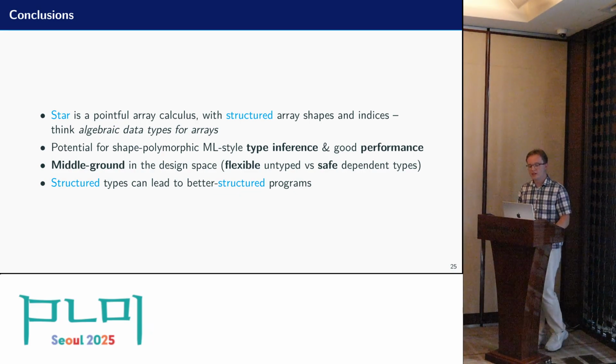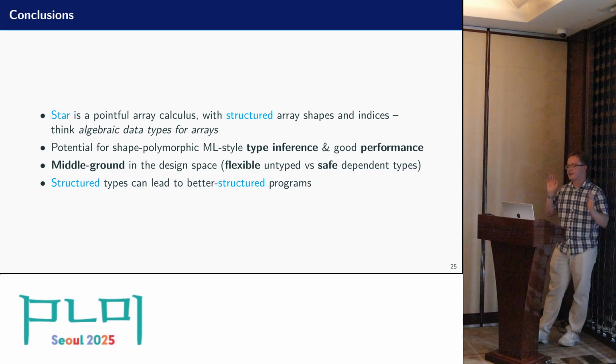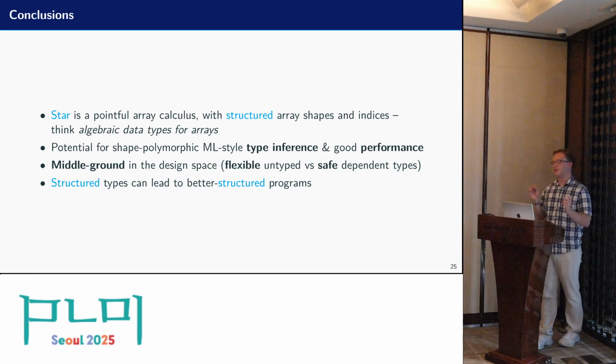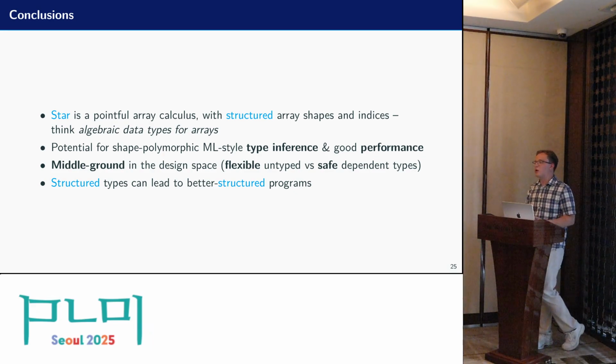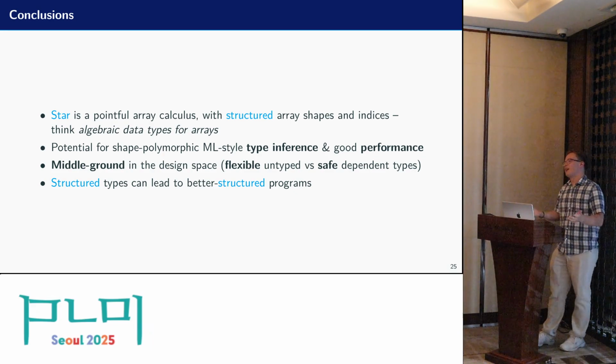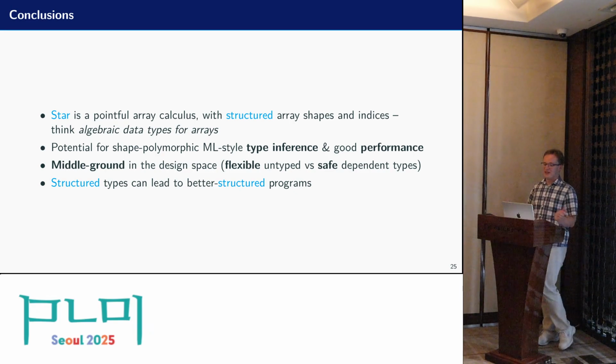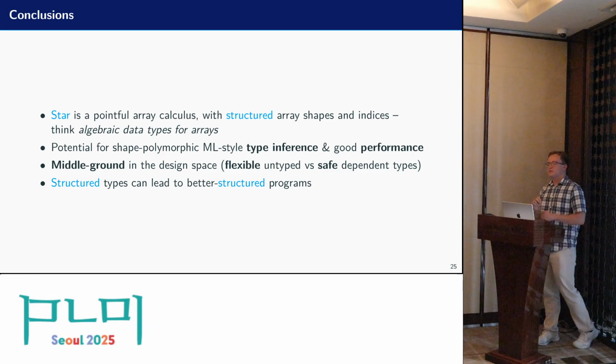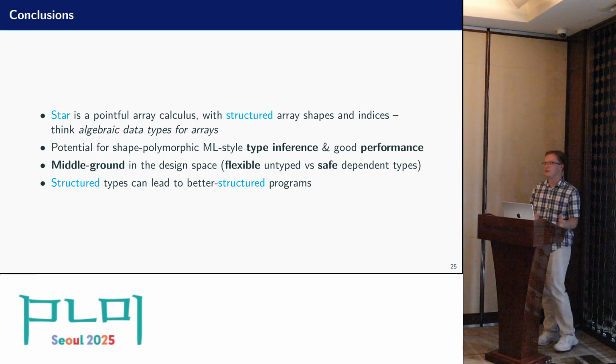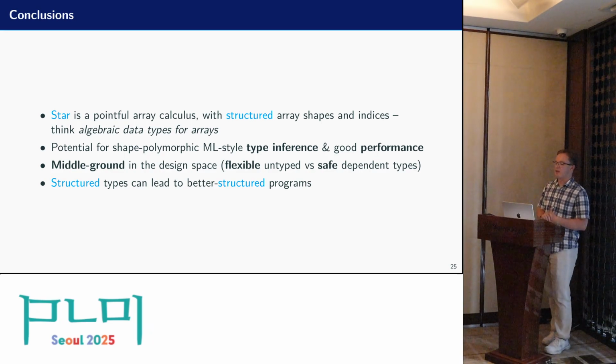All right, but that brings me to the conclusions. So star is this pointful array calculus that has structured array shapes and indices, which get equipped with structural subtyping. It's kind of like algebraic data types for arrays. That's my inspiration. And I think there's potential for this work, for looking at type inference, for getting performance out of it, and for maybe having it in an actual proper array language as an extension of its type system.